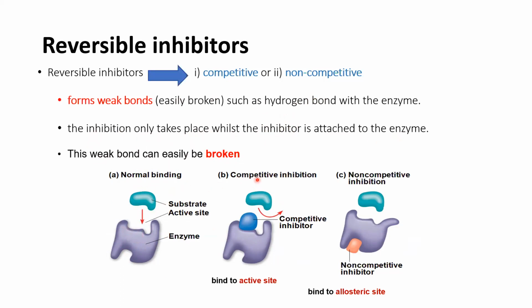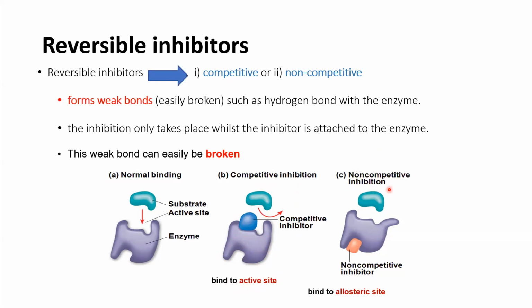But in the presence of competitive inhibitors, which is competitive inhibition, why do we call them competitive inhibitors? Because the competitive inhibitors will compete with the substrate to bind to the active site. Once the competitive inhibitor binds to the active site, the substrate can no longer bind and the enzyme cannot catalyze the reaction. That is the keyword: competitive inhibitors bind to the active site of the enzyme.